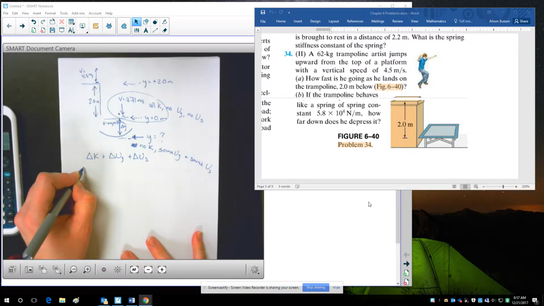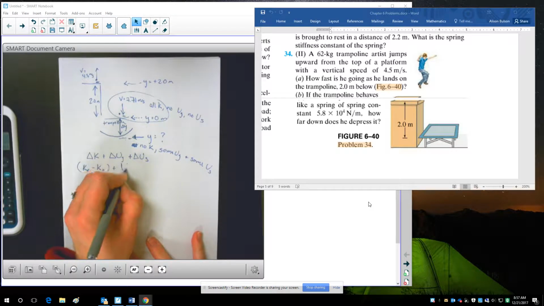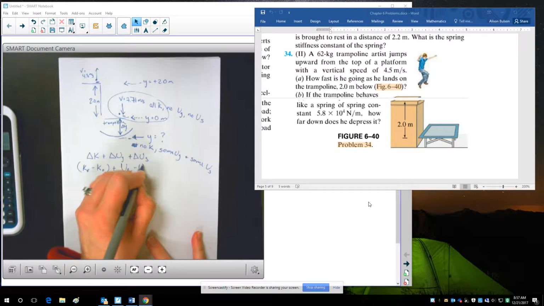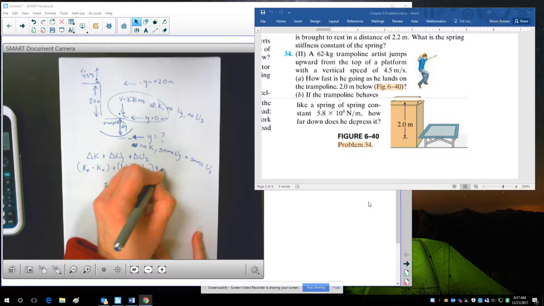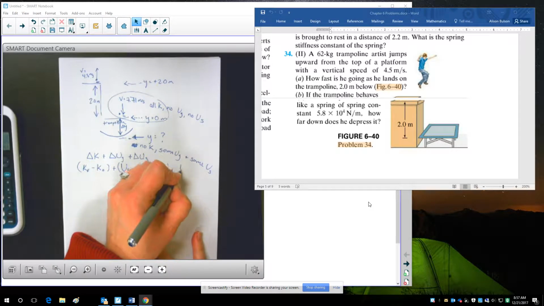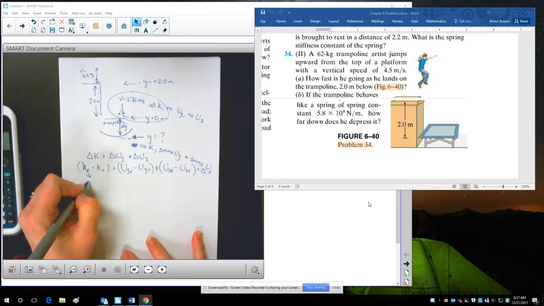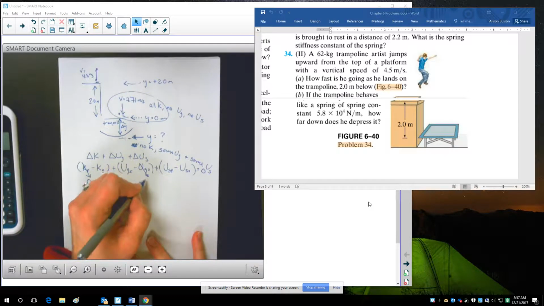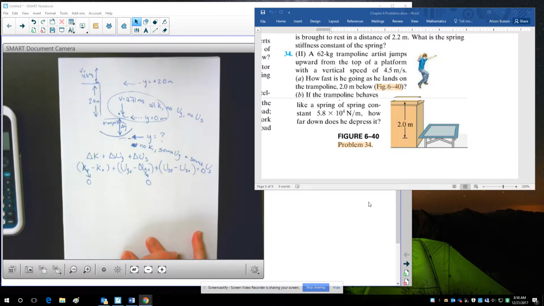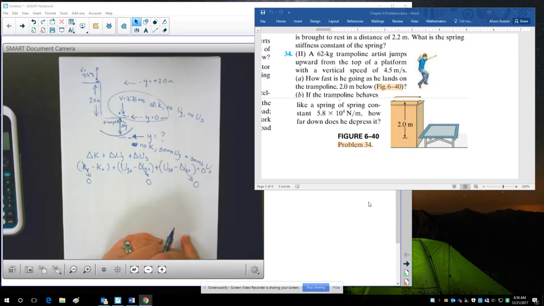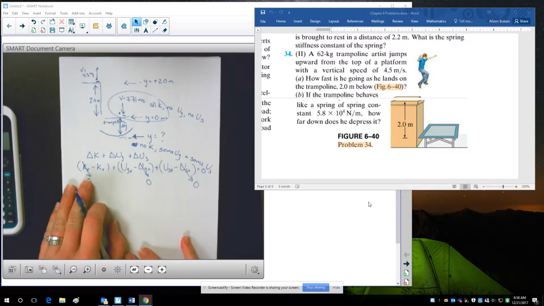So I have ending kinetic energy, Kf minus Ko, plus UGf minus UGo, plus USf minus USo, equals 0, right? So this is 0 because it stops. This is 0 because of where we set y equals 0 to be. And this is 0 because at the beginning, his feet have just barely tapped the trampoline. He hasn't quite compressed it yet. So I kind of simplify what I can based on where I'm setting my zeros.